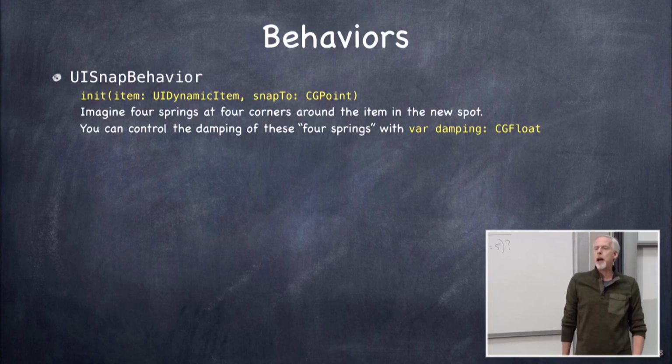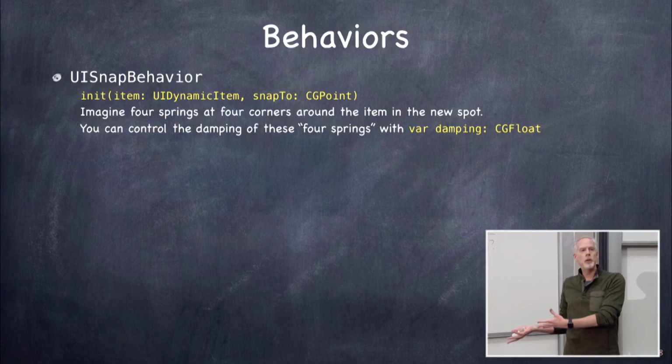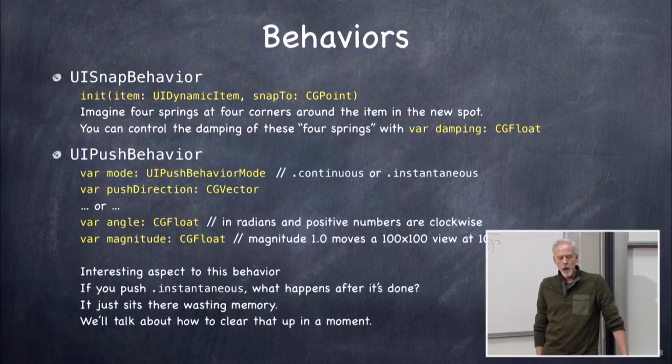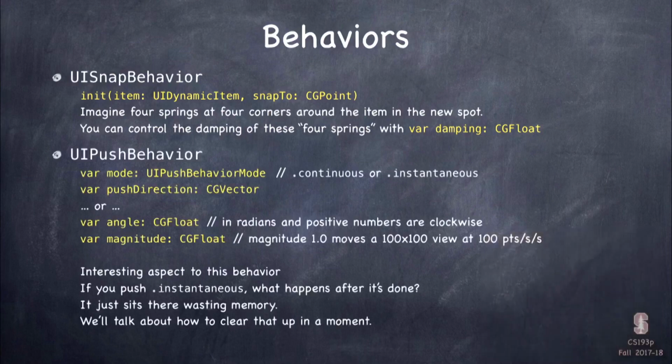So it feels even more natural flying across the screen and stopping. You'll probably use the snap behavior in your homework because you have to throw matched cards into a discard pile. You're probably going to use snap to throw them out there because you're going to be doing dynamic animation with them otherwise. Then there's push behavior. Push behavior just pushes an object, and it can either constantly push it, or it can just push it once, like punch it.